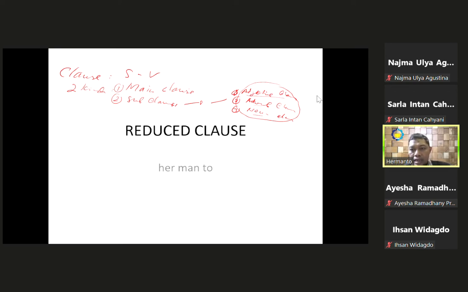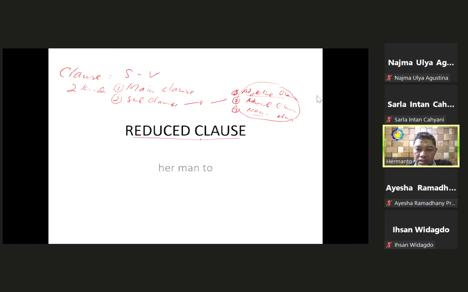So adjective clause is a clause that functions like an adjective to describe a noun, while adverb clause is a clause that functions like an adverb. And the last one, noun clause, is a clause that functions like a noun to be the subject or object of a sentence. Okay, and next, after we discuss these kinds of subclauses, we talk about reduced clause.